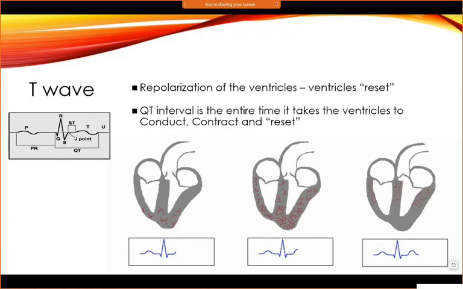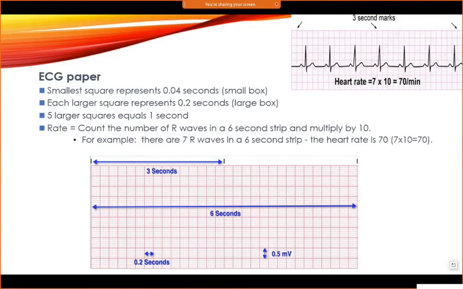The QRS is just electricity moving around the ventricle. So remember that electricity comes before contraction. We contract after the electricity moves around. So we should have a P wave, we should have a QRS, and you should have a T wave. Sometimes T waves show up, sometimes they don't. They're hard to see, but it just means resetting.